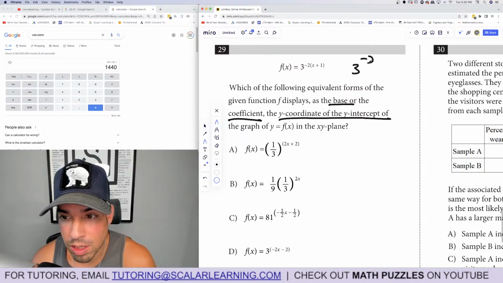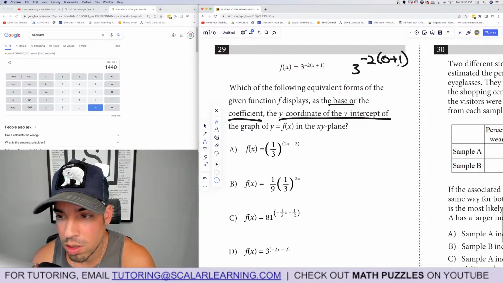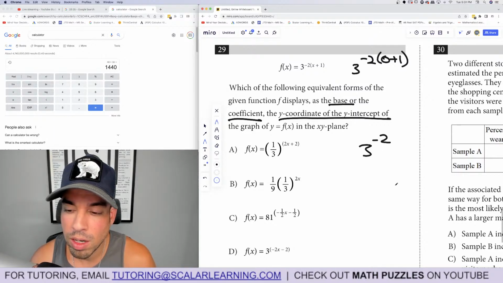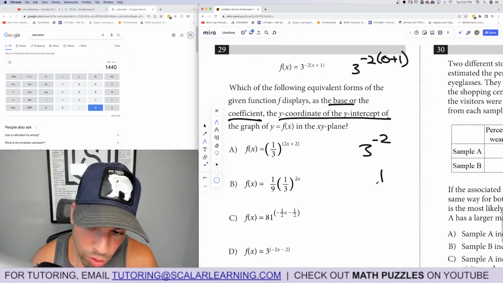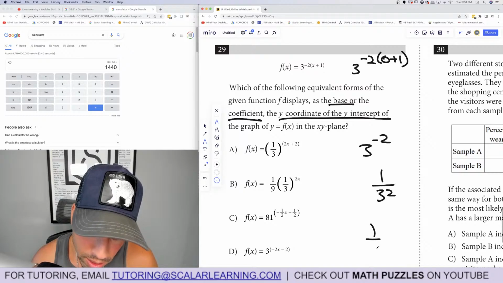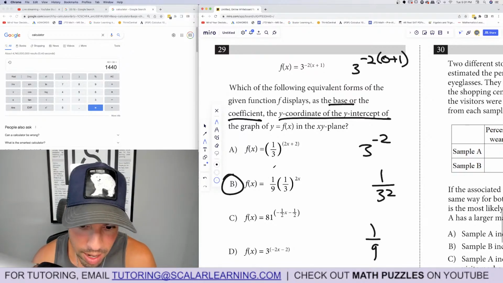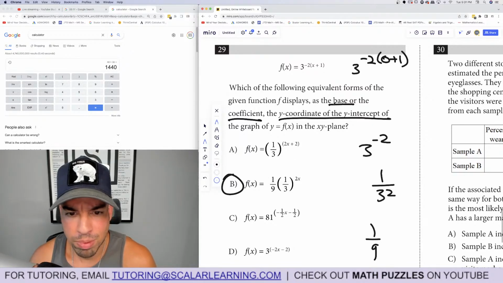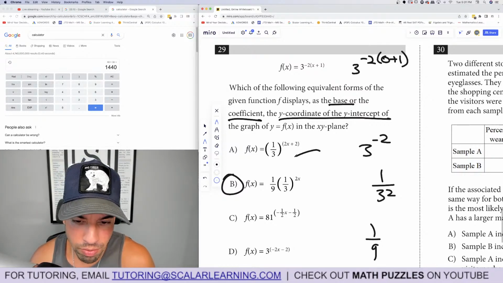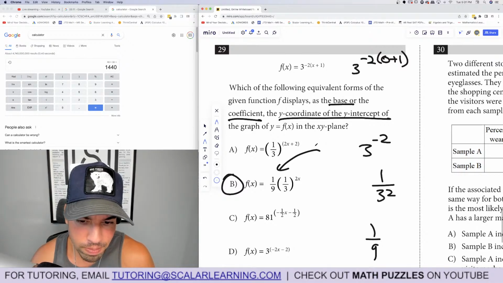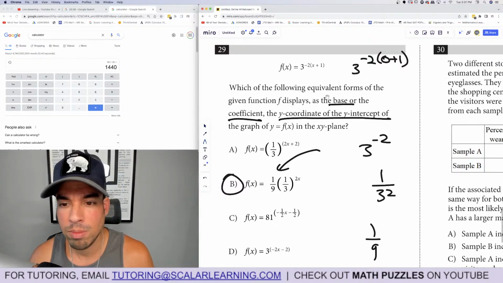So let's see, 3 to the negative 2 times 0 plus 1. Negative 2 times 1 is negative 2, and 3 to the negative 2 is 1 over 3 squared, which is 1/9. So this is what it's saying: it displays the y-coordinate of the y-intercept as the base or coefficient. Well, there it is as the coefficient. There's nowhere else, so it's got to be that.